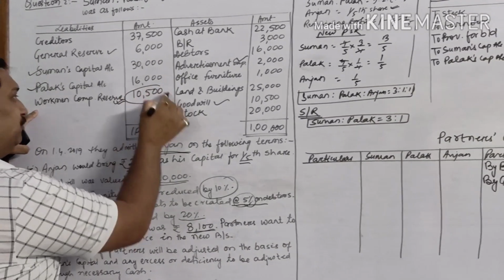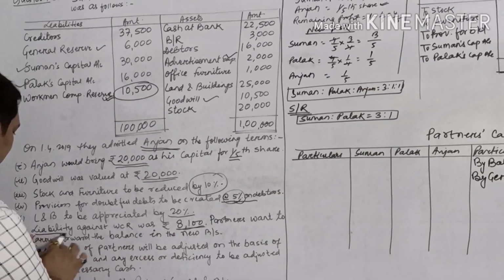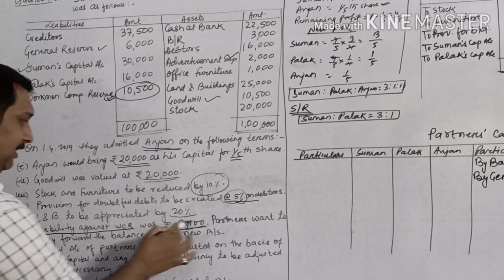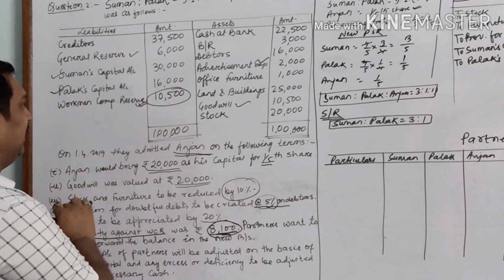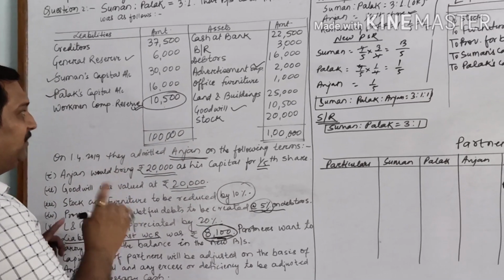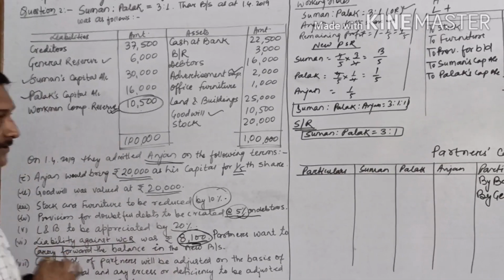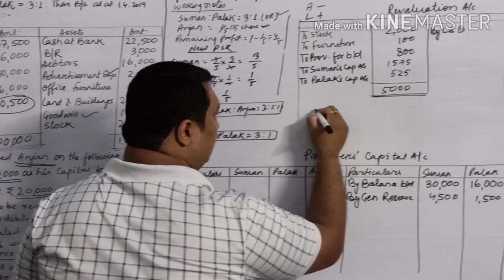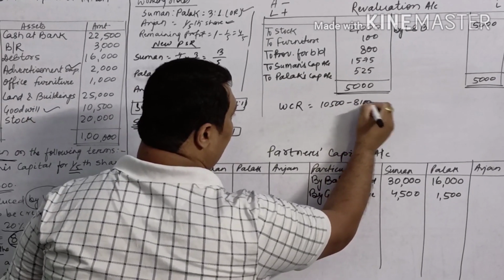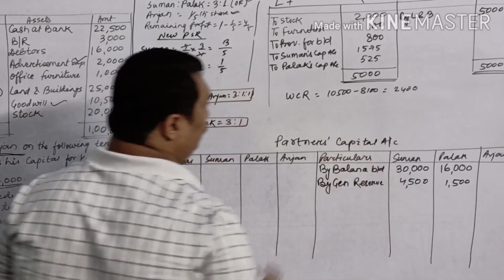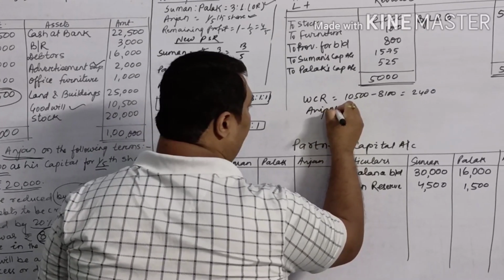The balance is 10,500 reserve, but we have an adjustment that there is a liability against workmen compensation reserve of rupees 8,100. So this 8,100 will be compensated against this reserve. The balance will be rupees 2,400, which partners want to carry forward in the new balance sheet. And that is why this WCR which is left is 10,500 minus 8,100. So the balance which is left, 2,400, we will take out Anjan's share from here.